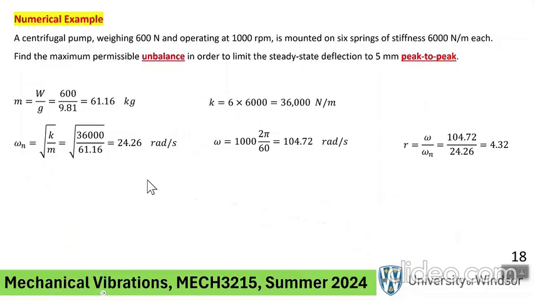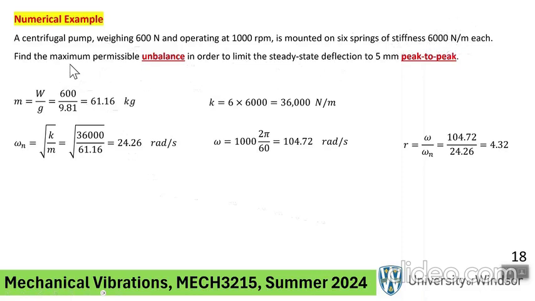So here's the situation. We have a centrifugal pump which weighs 600 Newton and operates at 1000 RPM. So we have the mass. This is actually the weight, and we have the operating speed. And somehow it's mounted to reduce the effect of vibration, to isolate. It's mounted on 6 springs, each of them with stiffness of 6,000 Newton per meter. Now, look, since there are 6 of them, the stiffness that we should take in our calculation should be 6 times 6,000.